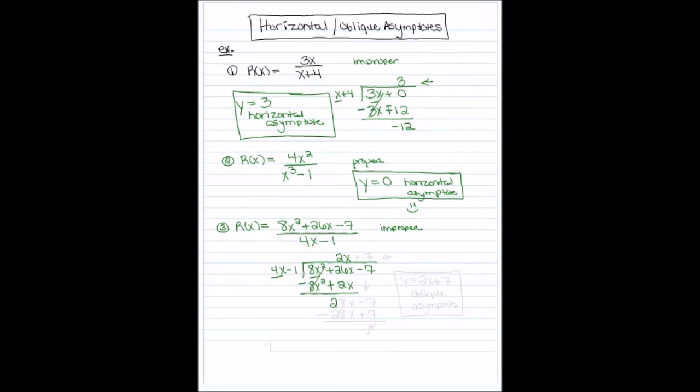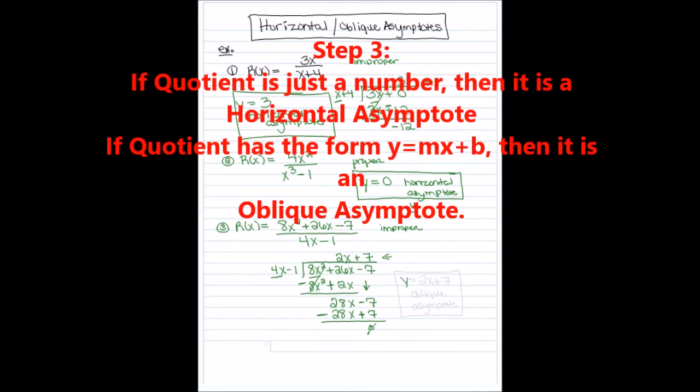So I change the signs here and I bring down 28x, bring down the 7x, and I start the process over. I need to multiply 4x by 7 to get 28x. I change the signs here. And now that my long division is complete, I have at the top my asymptote, and it's going to be y is equal to 2x plus 7.